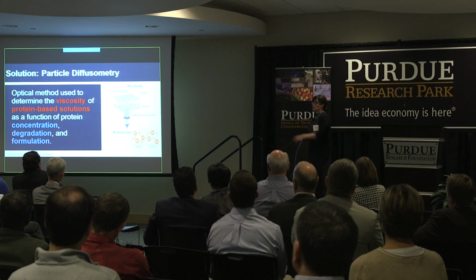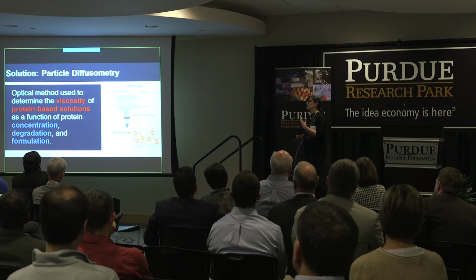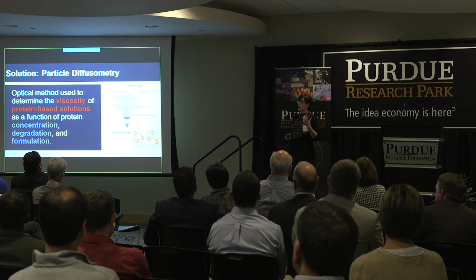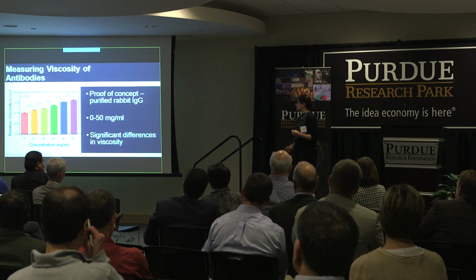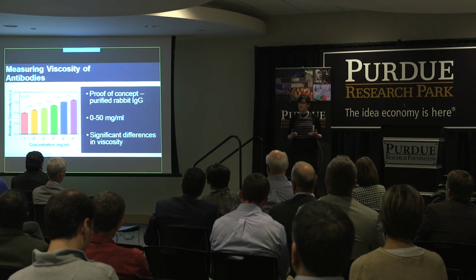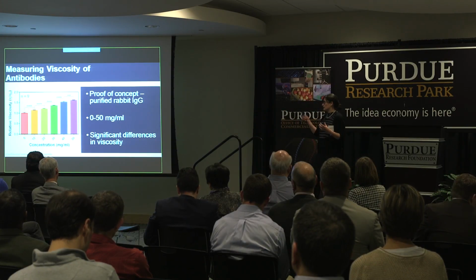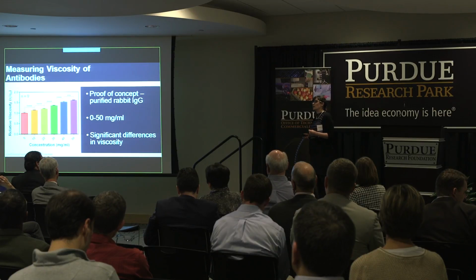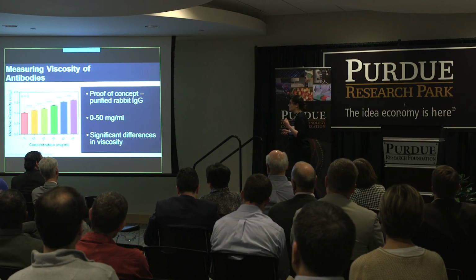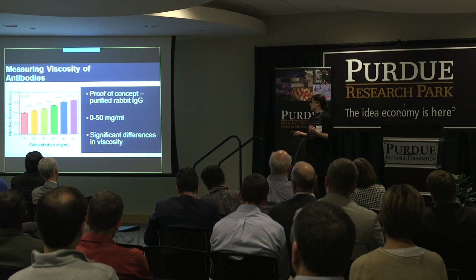The way in which it works is that you take this biopharmaceutical solution, you add particles to it, and you image it. Using proprietary algorithms, you can extract this viscosity information. If we look at this plot up here, one example of doing this was with antibodies. Antibodies are often used in cancer-based therapies. We looked at a variety of concentrations, and we're able to pull out this viscosity information from anywhere from 0 to 50 milligrams per milliliter with statistical significance.